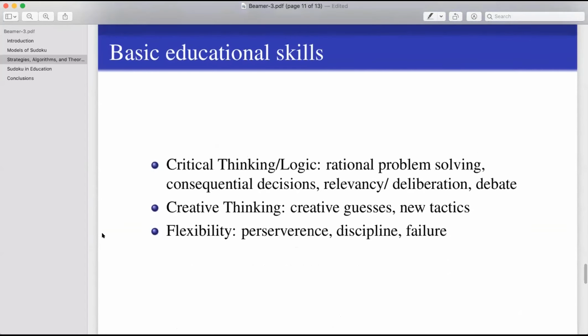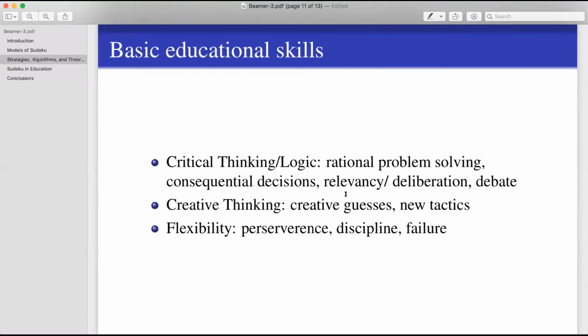And the basic educational skills that come along with Sudoku puzzles in the classroom, it gives a little bit of difference than just numbers in a classroom, which students like. It teaches them about critical thinking and logic, some rational problem solving, making sure that they know their decisions are consequential. Based on the relevancy, you need to know what is relevant in a word problem. And logic is the deliberation and debate, and it's learning how or why something works rather than how something works.